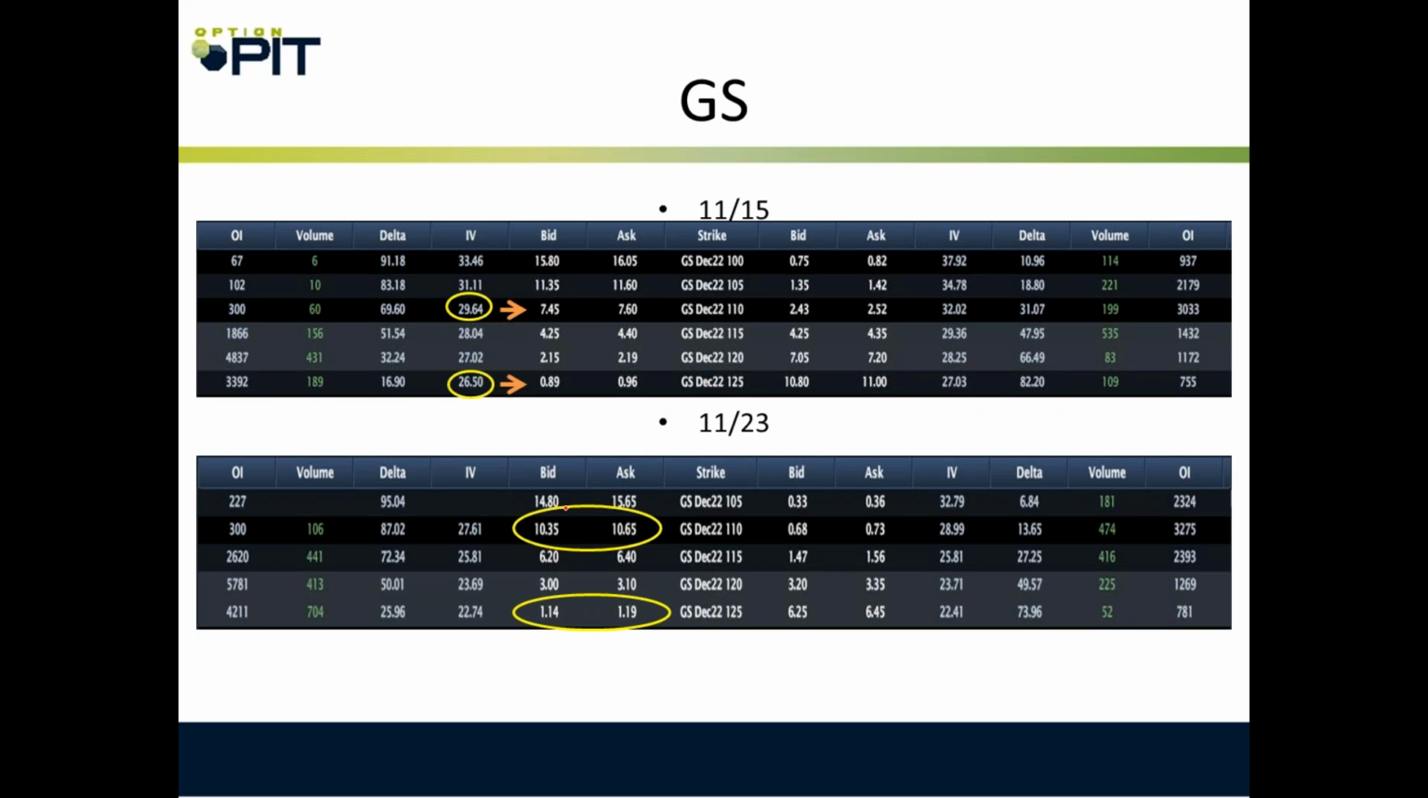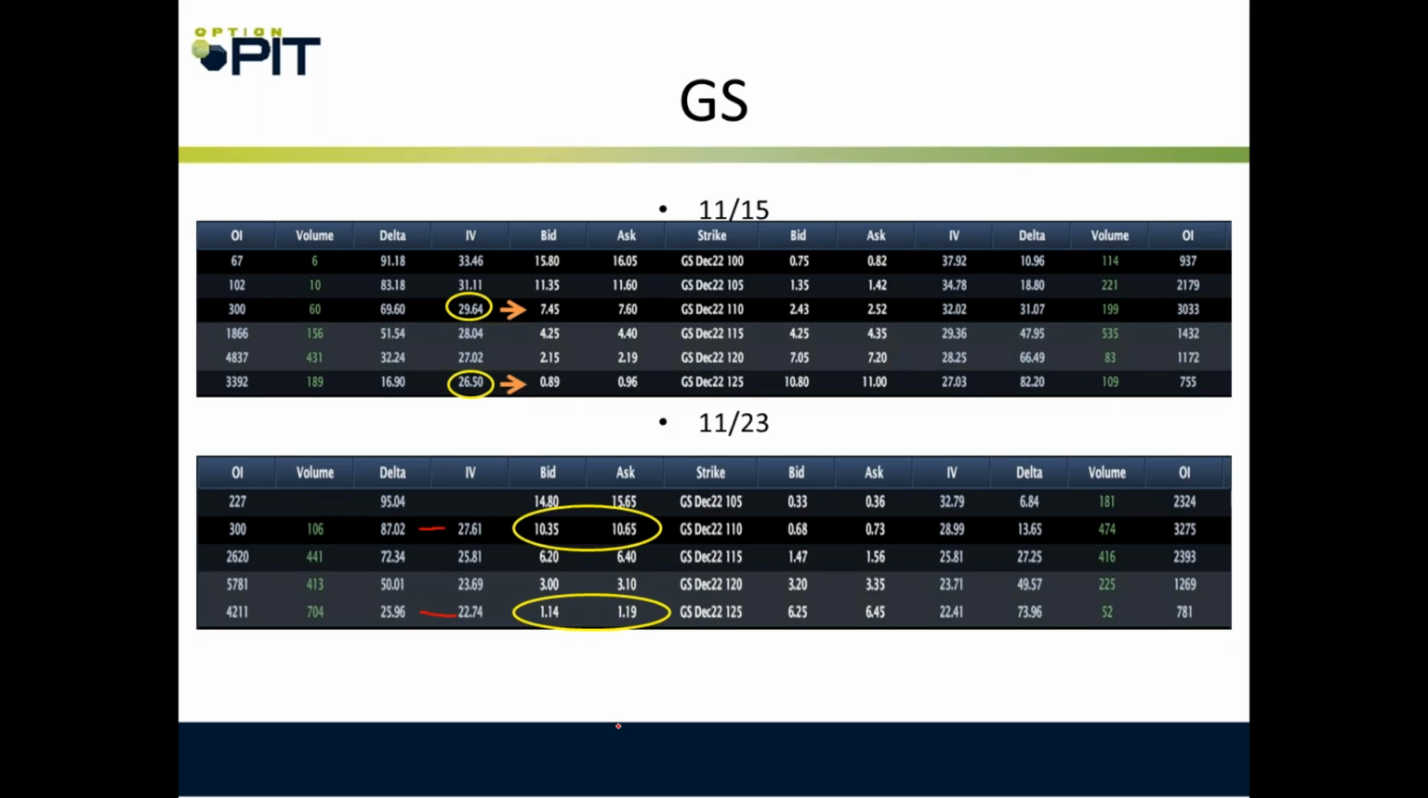Well, I am right, and take a look at the changes in price. I paid $7.60 and $0.96, and at the end, if I sold, I sell at the offer. I sell my 110 call at $10.65, or I sell my 125 call at $1.19. Well, let's compare these on a dollar basis.